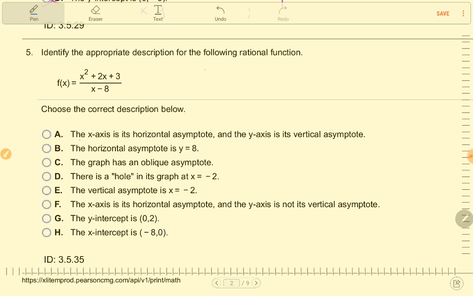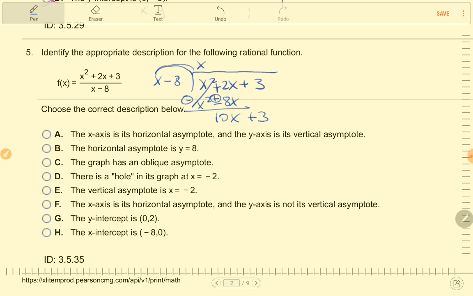The book shows it a different way than I'm going to show it. So I'm going to show it with long division. And then x goes into x squared, x times x is x squared, x times negative 8 is negative 8x. And then we change the signs, draw the line and change the signs. And we have 10x plus 3.